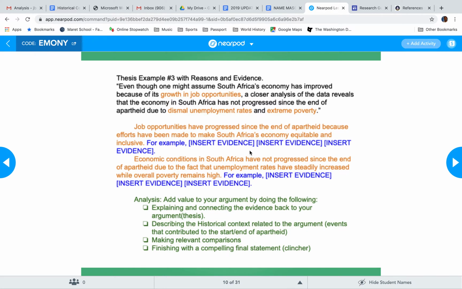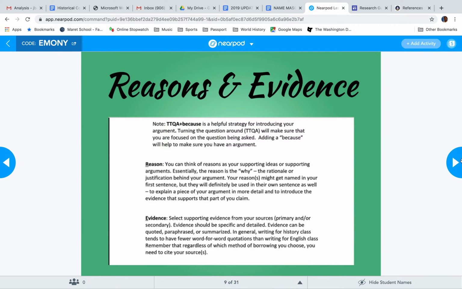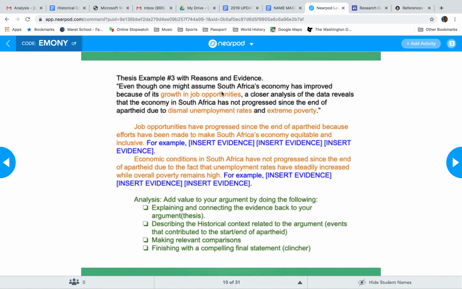Just a quick explanation of what to do for homework. So far we worked on our thesis, and we know that a thesis statement ultimately answers the essential question. It outlines the reasons for your argument, and it makes an explicit statement that can be argued. Tonight's homework, we're working on the reasons and evidence part of our paper. We're not at the analysis yet.